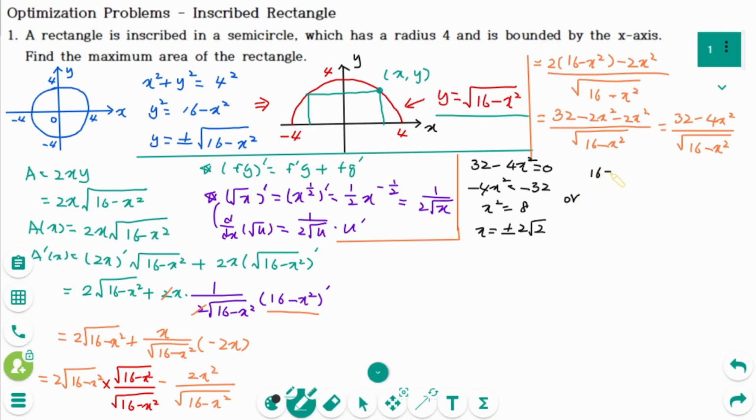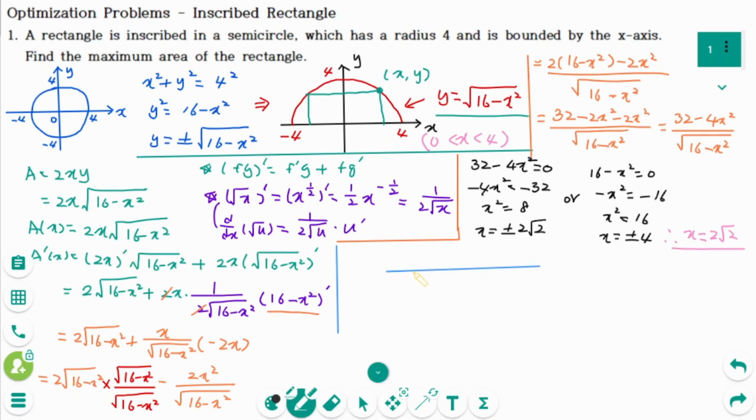That means 16 minus x squared equals 0. Minus x squared equals minus 16. Then x squared equals 16. That means x equals plus minus 4. But the domain of this function is x between 0 and 4. That means x equals 2 square root of 2. Since the point is in quadrant 1, the domain is greater than 0, less than 4.